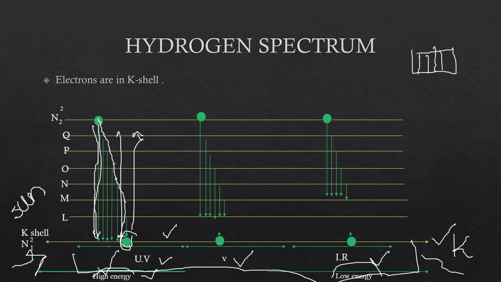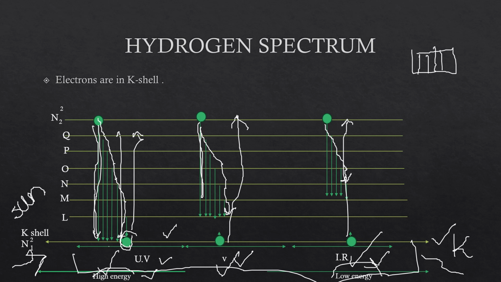Now the electron that goes up with visible rays will fall on the Q shell, then P, then O, then N, then M, and then on the L shell, because it has less energy, or we can say medium energy. When the electron goes up with the energy of infrared, it will fall on Q, then P, then O, then N, but it will not fall on L because infrared rays have less energy.